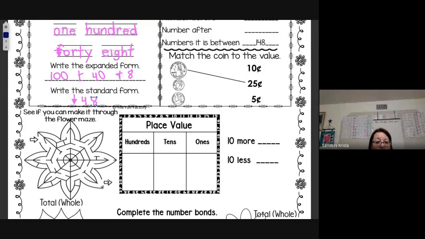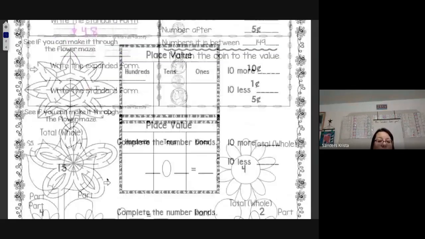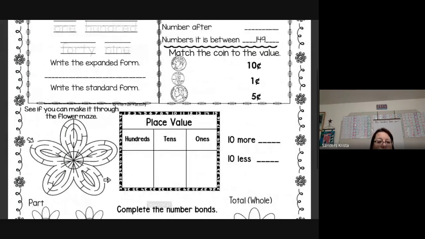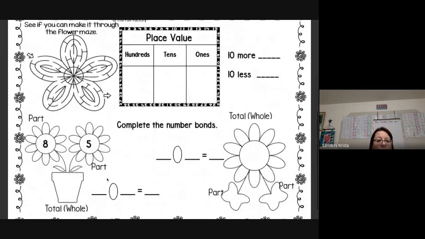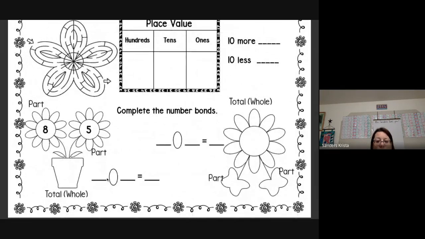I'm going to let you do that part all by yourself. We're going to scroll down to part whole, and we see a part of a flower. There's a part, and here is a part. We know that when we put our parts together, we get the whole or the total. A part plus a part is a whole, a part plus a part is a whole.